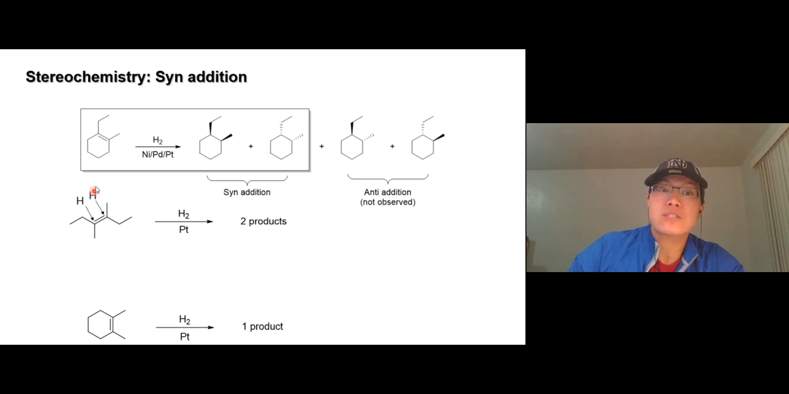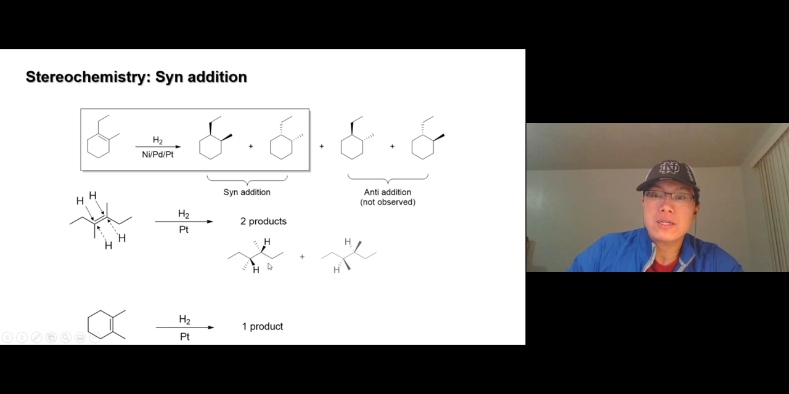So if hydrogen, which is on the catalyst, is added to the alkene on the same side, let's say the top face, you should get both hydrogens on wedge, like that, wedge and wedge, up and up. If these two hydrogens, which are on the catalyst, approach the double bond from the bottom face, you should get both hydrogens on dash lines, look like that.